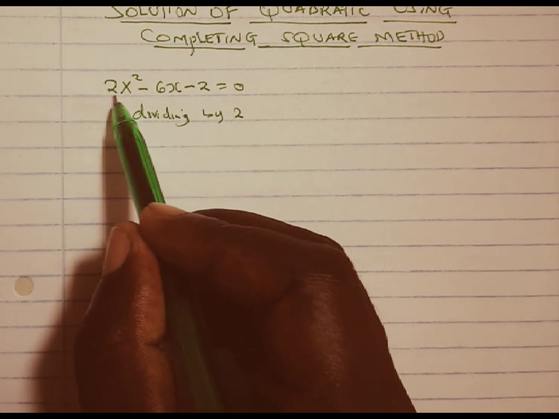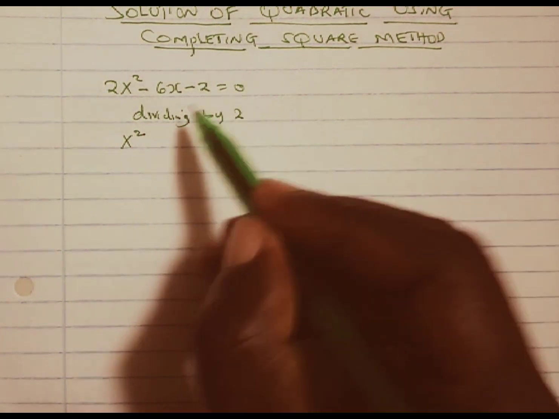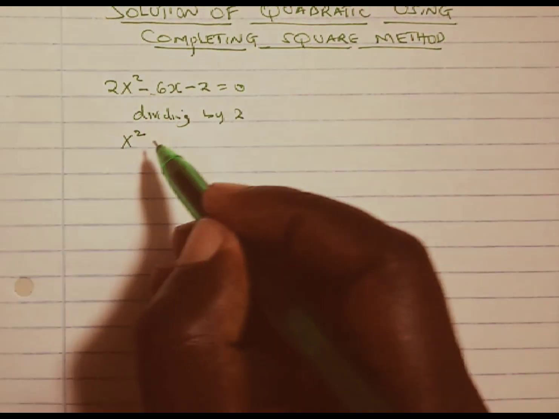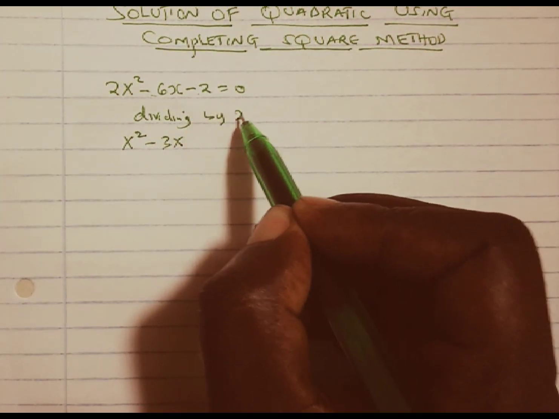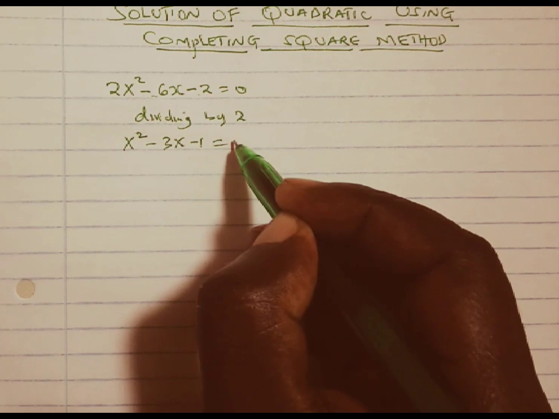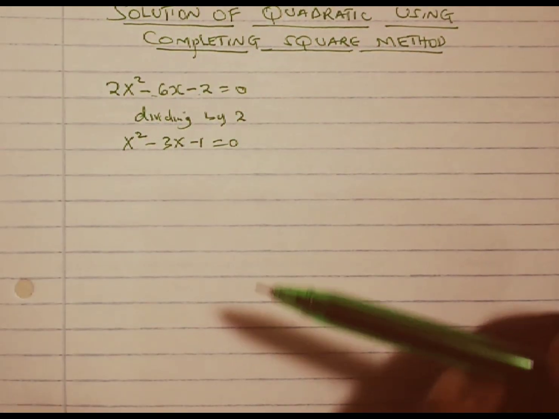So if you divide 2x squared by 2, we are going to be left with x squared. Minus 6x divided by 2, you get minus 3x. Then of course negative 2 divided by 2, you get minus 1. And this one will be equal to 0, since 0 divided by 2, you get a 0.